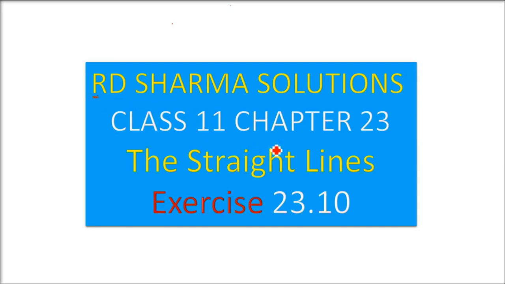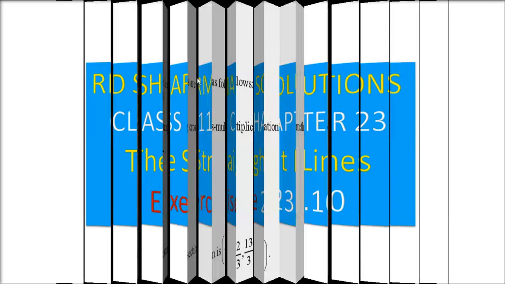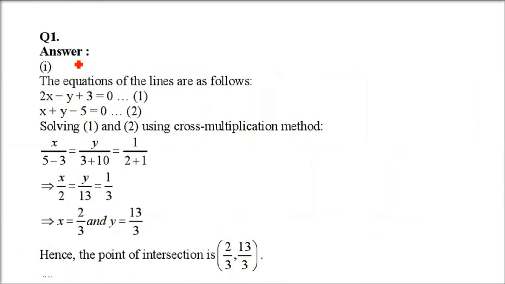This is R.D. Sharma solution, class 11, chapter 23, the straight lines, exercise 23.10. Now the first question is, find the point of intersection of the following pair of lines. There are two lines and we need to find the point of intersection. These are linear equations in two variables, so you can easily solve this.